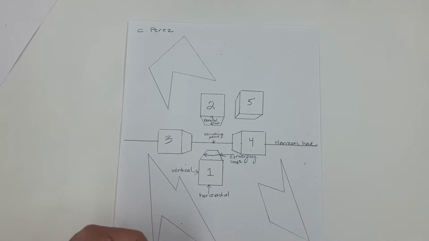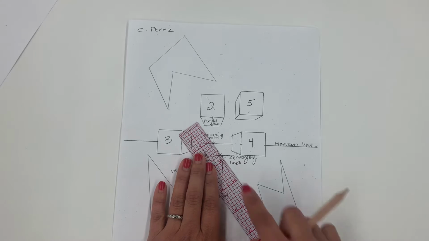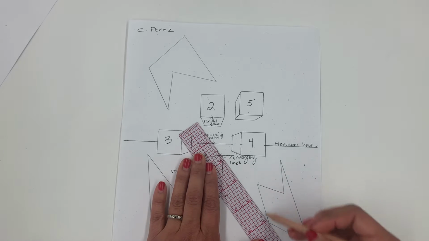So now let's jump to here. Wherever two lines come together, that's where you're going to bring your converging line. You're going to take your converging line and bring it to the vanishing point. So you see, these two lines come together. So now I'm taking this.